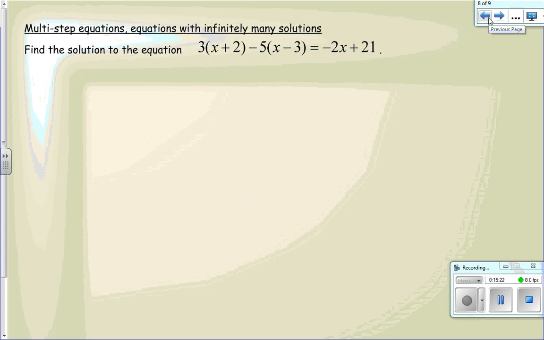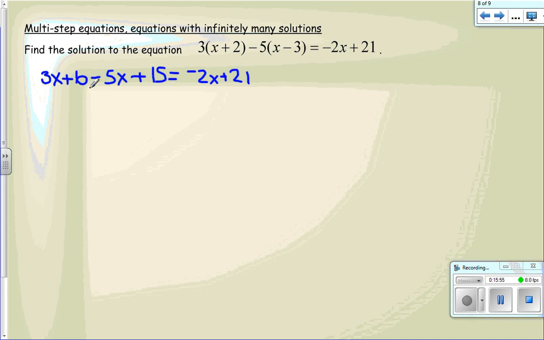Okay. The other type of special equation we have is an equation with infinite solutions, or in other words, any value that I plug in for x is going to make this a true statement. So again, I'm going to start by simplifying my equation. So I'll do the distributive property. So I have 3x plus 6 minus 5x plus 15 equals negative 2x plus 21.